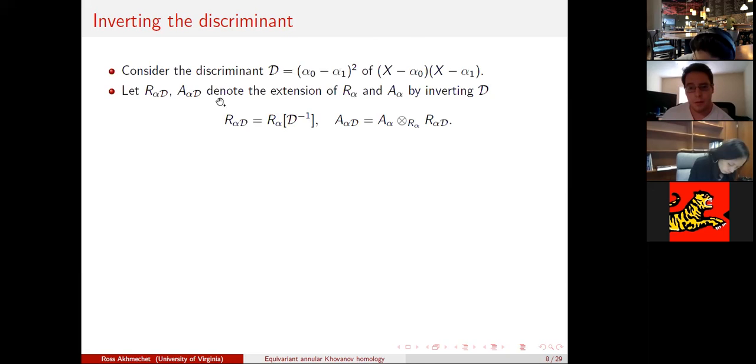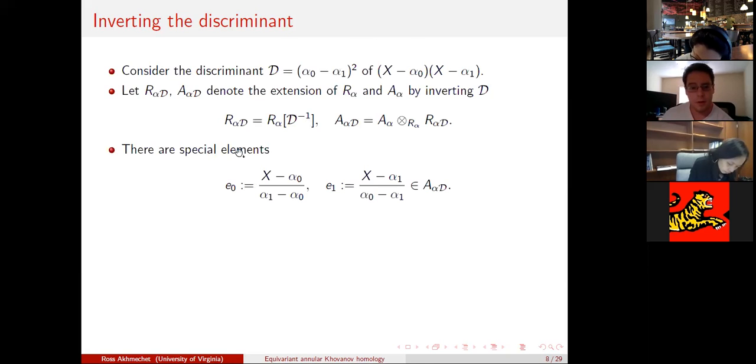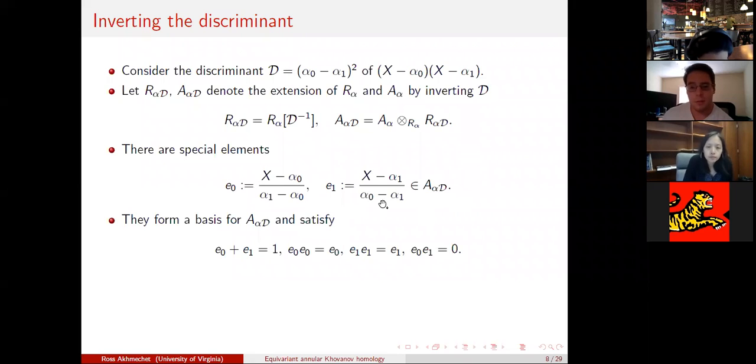And what happens here is there are now these very special elements, lowercase e null and lowercase e1, in this extended theory once you invert the discriminant. So the subscript, like e null, matches the subscript of the variable in the numerator, for example. And why are they special? Well, first, they form a basis. So that's one reason they're good. They add up to 1, they're complementary. They're also idempotents, and they're orthogonal.